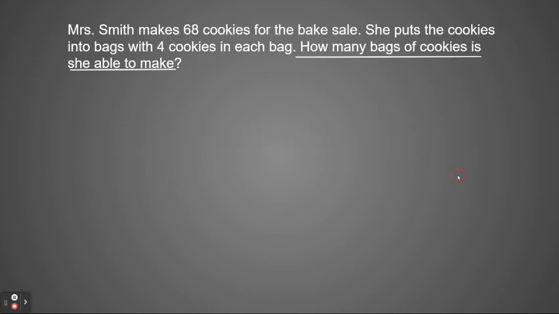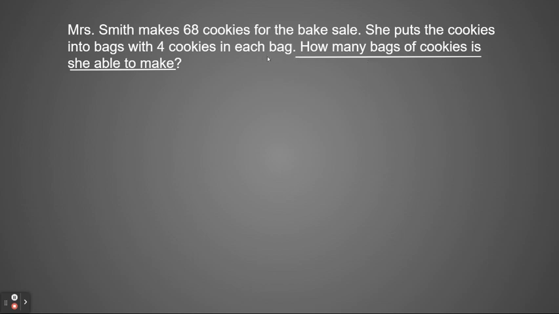So here's a word problem that would show that. Miss Smith makes 68 cookies for the bake sale. She puts the cookies into bags with 4 cookies in each bag. How many bags of cookies is she able to make? So the first thing we always want to do is look at the question. So the question that we're trying to answer is how many bags of cookies she's going to be able to make. So we want to underline that.